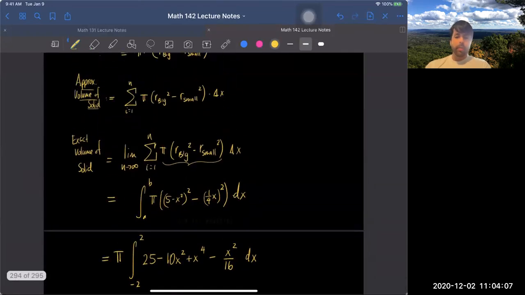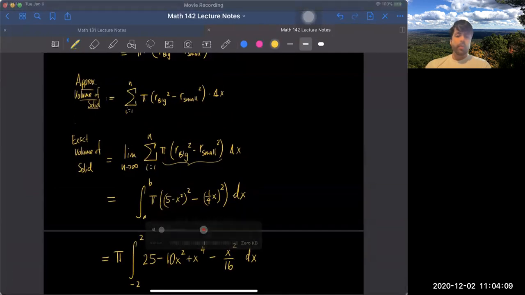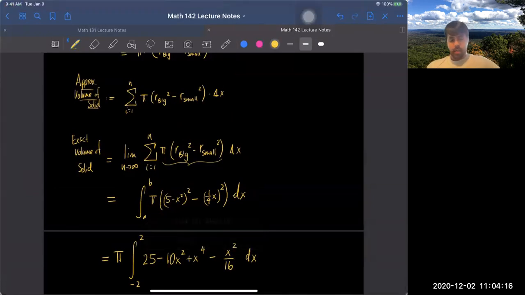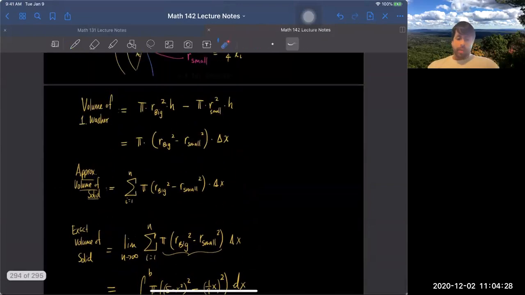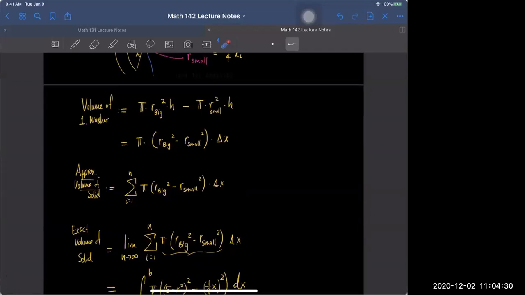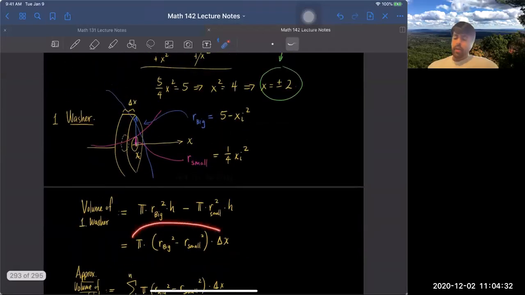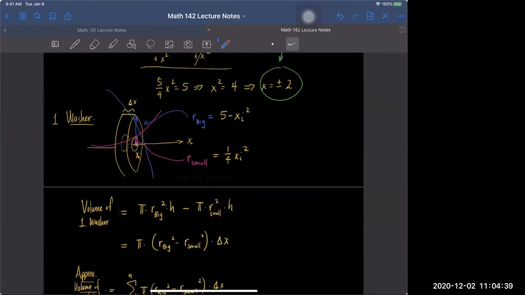Is everybody with me with the setup of the integral? Somewhat. So Moses, tell me what is it that is not clear? The part where you were explaining the limit again around the exact volume of a solid. Do you agree that what we figured out here is the volume of one of those washers? Is that clear? Yeah, I understand that part.